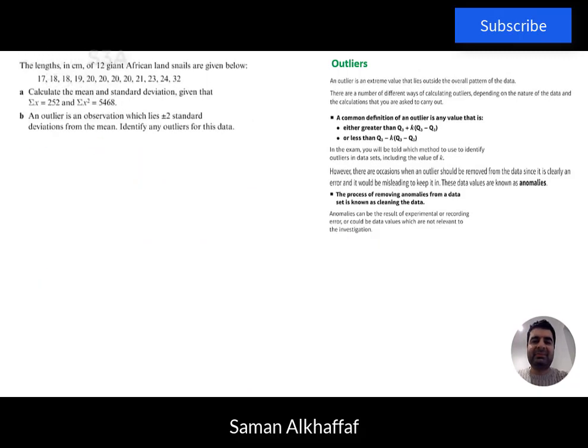In this example, the length in centimeters of 12 giant African land snails are given below. For the first part, we're asked to calculate the mean and the standard deviation, given that the sum of x is 252, and the sum of x squared equals 5468. For part A, we are asked to find the mean, which will be the summation of x divided by the number of values. So in this scenario, we have 252 divided by 12, so that will give us 21 centimeters. So that will be the mean value.